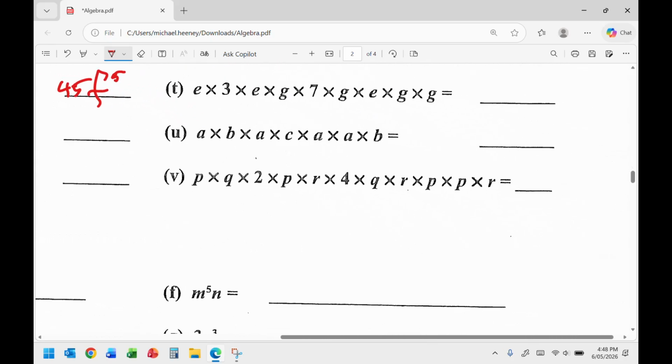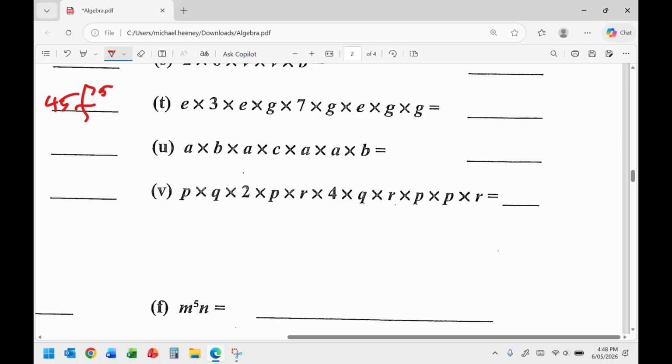Let's do the very last one. It's looking quite long, but that's okay. It doesn't mean it's harder. It just means that there might be more steps. It might take a bit longer, but that's okay. Look for the numbers first. I see a 2 by 4. Okay, so 2 4s, 8. What letters do we have? We've got p, we've got q, we've got r. So 8pqr.